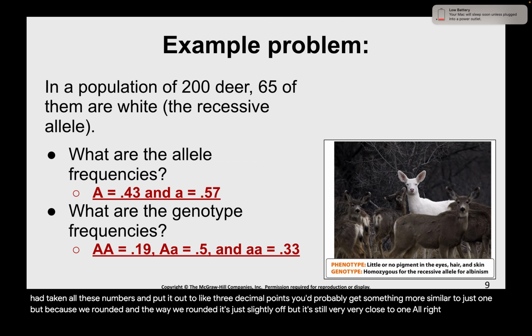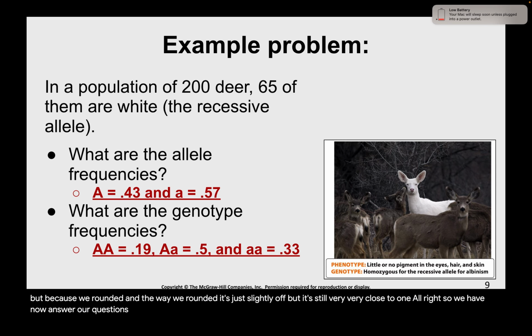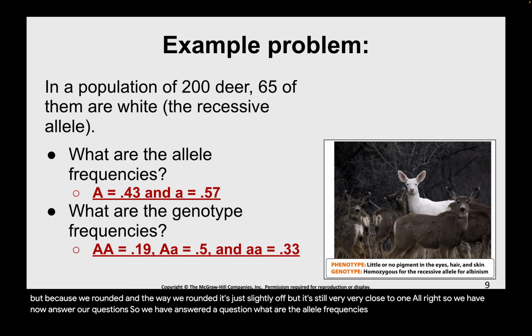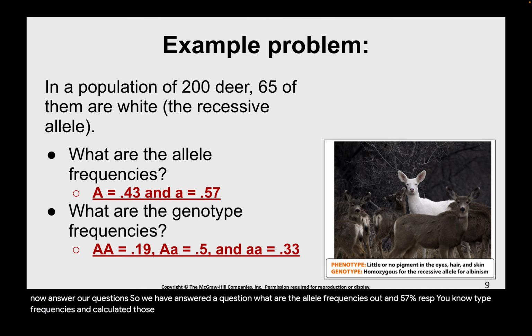All right, so we have now answered our questions. Oh, my computer is about to die. Thank you for telling me that. So we have answered our question, what are the allele frequencies? We've calculated out 43% and 57% respectively. We have looked at the genotype frequencies and calculated those out, 19%, 50%, 33% respectively. And that all came from just that little bit of information that 65 of 200 deer were white.